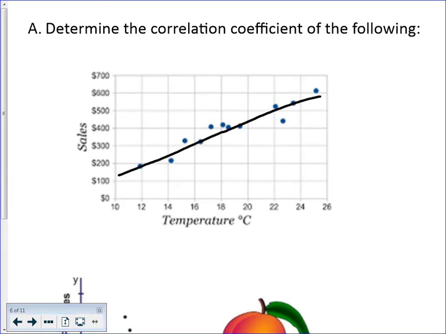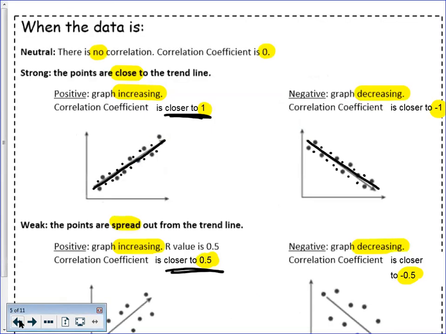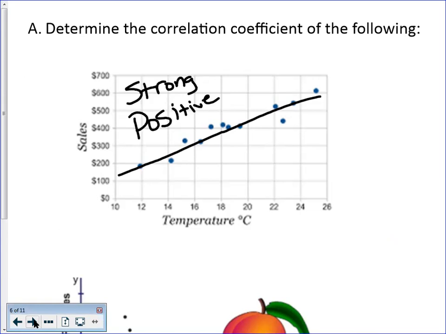So here I see a lot of the dots are very close to my line. So that tells me that I am strong. From left to right, I see I'm going up, meaning I am positive. If we are strong positive, look back at your notes. What does it say for strong positive? Strong positive, we said, is closer to 1. So that means I'm going to be closer to 1. You can put 1, you can put about 0.9, anything like that. Anything that's closer to 1 would work here.